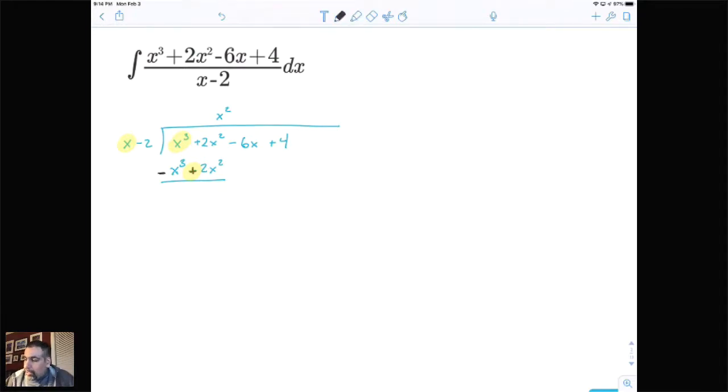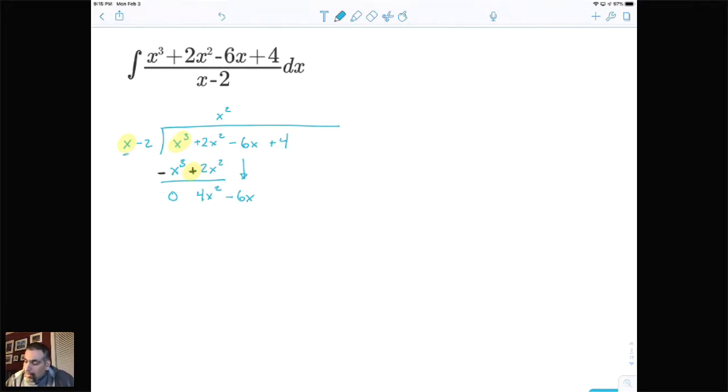So now that I've distributed, I'm going to add these things together. That's going to eliminate my x cubed, so I'm going to get 0 here. And now I'm going to get positive 2x squared plus another 2x squared. That's going to give me a total of 4x squared here. You may remember this from long division in grade school. The next thing we want to do is bring down the next term. So we're going to bring down negative 6x, and now we're going to start the process over again.